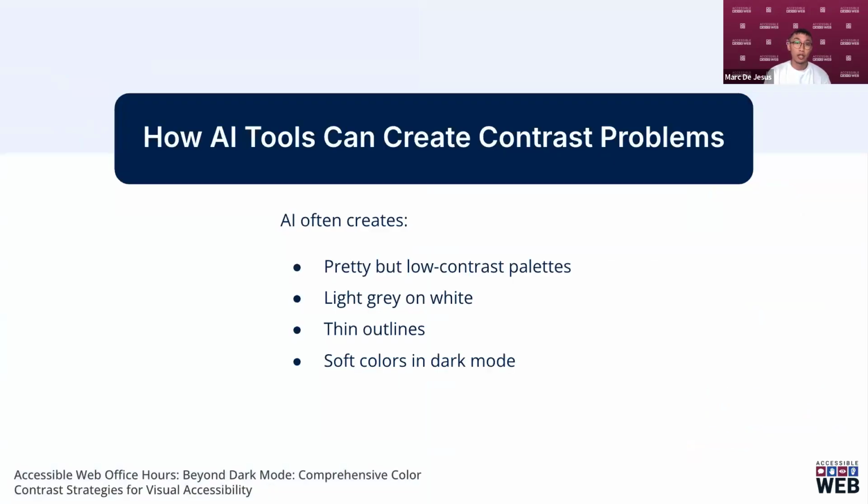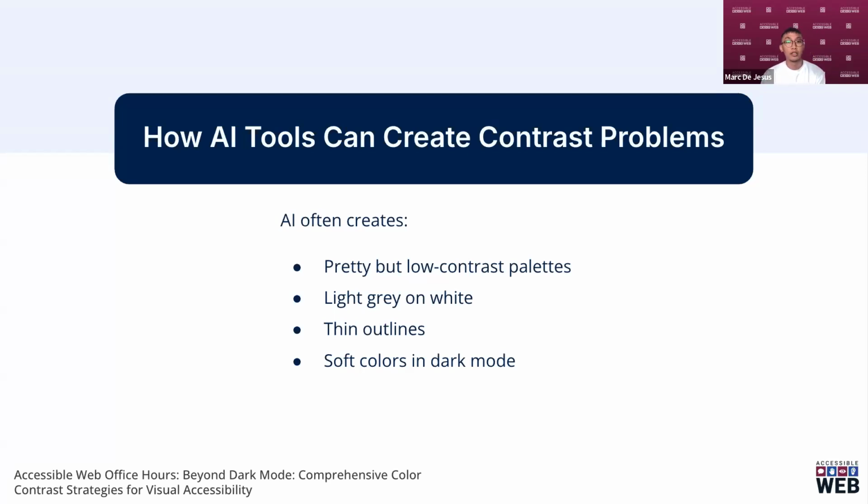As helpful as AI design tools are, they don't always get accessibility right. AI is great at generating visually appealing designs, but it's not naturally contrast aware. A lot of the color choices it produces look pretty, but they often fail accessibility requirements. For example, AI tools commonly generate low contrast palettes, colors that look soft or trendy but blend into each other. You also see things like light gray text on a white background, which creates visual barriers for many users. Another common issue is thin outlines. AI tends to prioritize aesthetics, so it might use very subtle borders. Soft colors in dark mode are another problem. AI might choose pastel or muted tones that don't stand out against a dark background, again, creating readability issues.